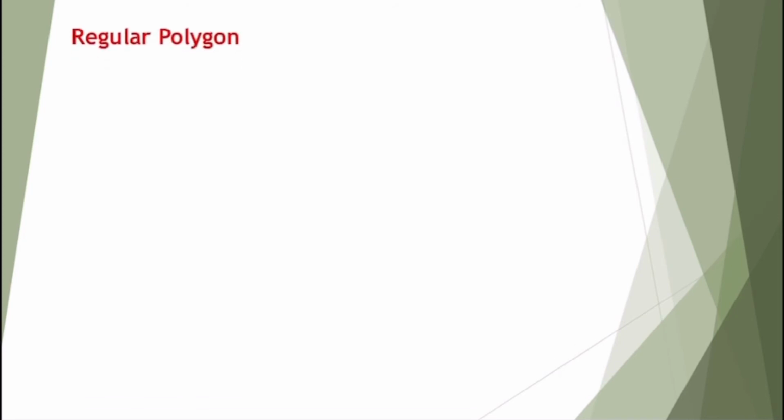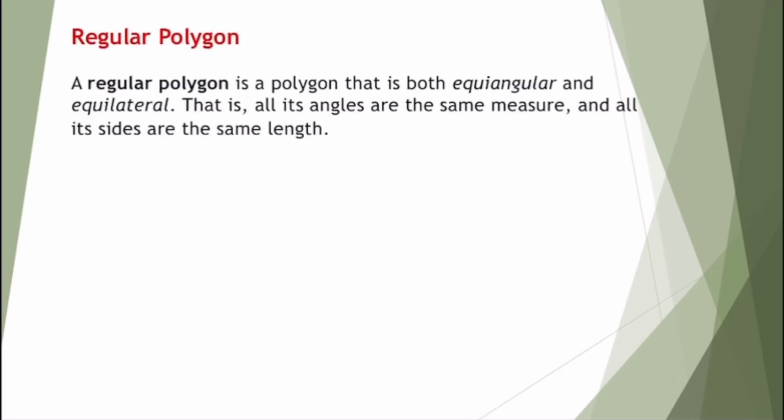A regular polygon is a polygon that is both equiangular and equilateral. So when we say equiangular, all its angles are the same measure, and when we say equilateral, all its sides are the same length.